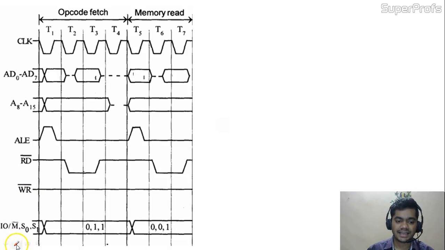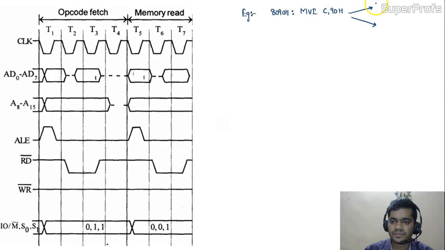So suppose we are taking a timing diagram and let us consider an example. Suppose we are having a memory address 8090H, and at this memory address we have an instruction MVI C, 90H. From this we can understand that it is a 2-byte instruction because there is an 8-bit value present inside the instruction.